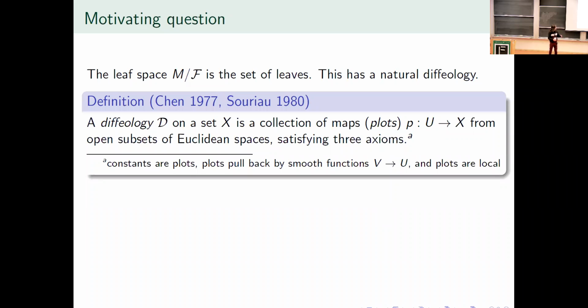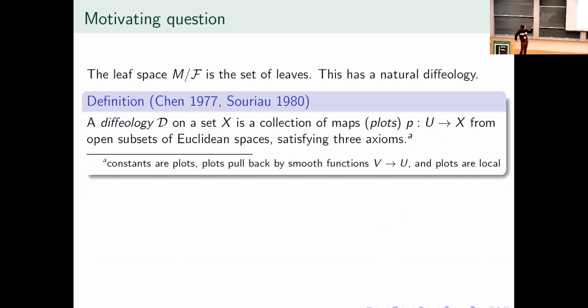So a diffeology will have a set, and we'll equip it with a set of maps from various Euclidean spaces or open subsets of Euclidean spaces into X. And these maps, which are called plots, will essentially determine what it means to be smooth. So if we have a function from a diffeological space X, we'll use the plots to define what it means for that function to be smooth, etc.